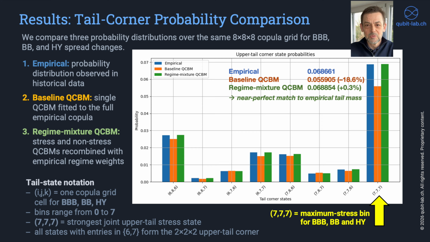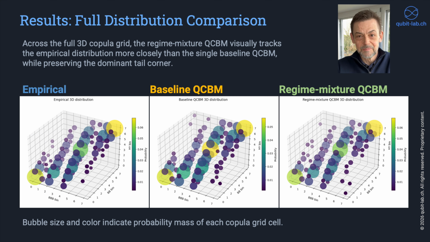Now let's broaden the view and look at the full distribution. These 3D plots compare the full probability landscape across all copula grid cells. Bubble size and color indicate probability mass. The visual takeaway is that the regime mixture QCBM tracks the empirical distribution more closely than the single baseline QCBM, while still preserving the dominant upper tail corner. In other words, the improvement is not only at one single tail state. It also carries over to the broader joint distribution. So what does that mean in practical risk management terms?